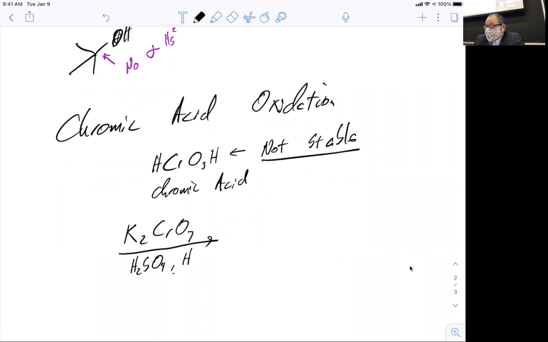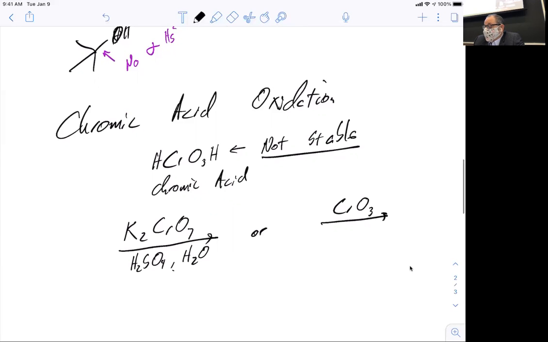in aqueous acid, or we're going to be looking at chromium trioxide in acid. So these are both reagents that give us chromic acid in situ. Okay, so we can't take chromic acid in a bottle and add it to a reagent, but we can take the sodium or potassium dichromate in acid and water, or we can take the chromium trioxide in acid and water.